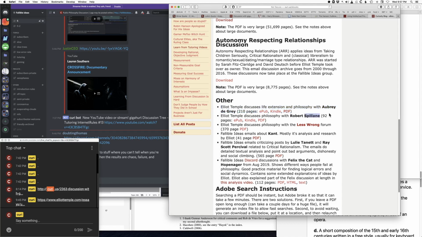And similarly, Robert Spillane, who is much lower status, but he is an author, and he had a 92-page discussion with me before he got fed up with me. He's a Thomas Sowell fan colleague. That's why we were discussing.